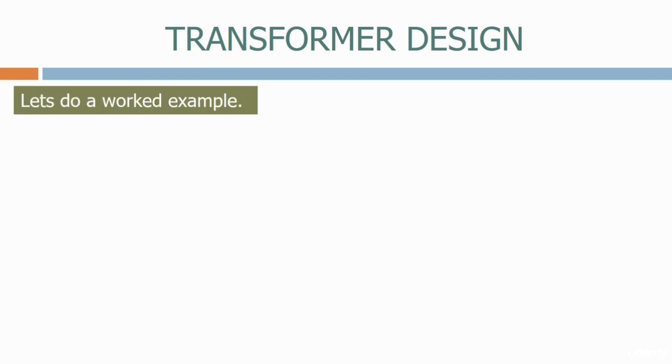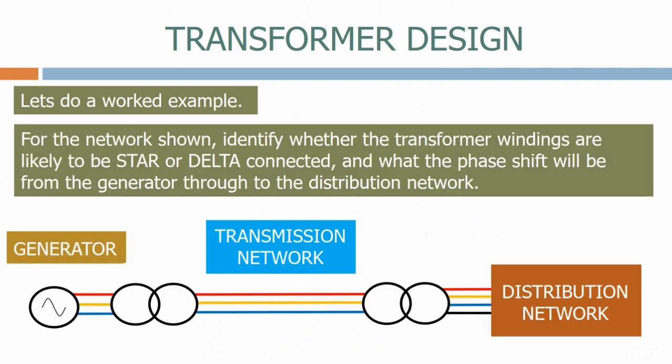Let's do a worked example. For the network shown, identify whether the transformer windings are likely to be star or delta connected, and what the phase shift will be from the generator through to the distribution network.